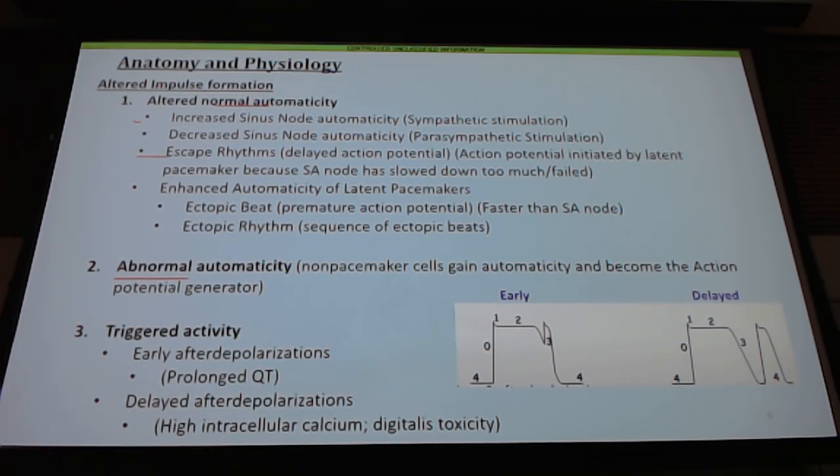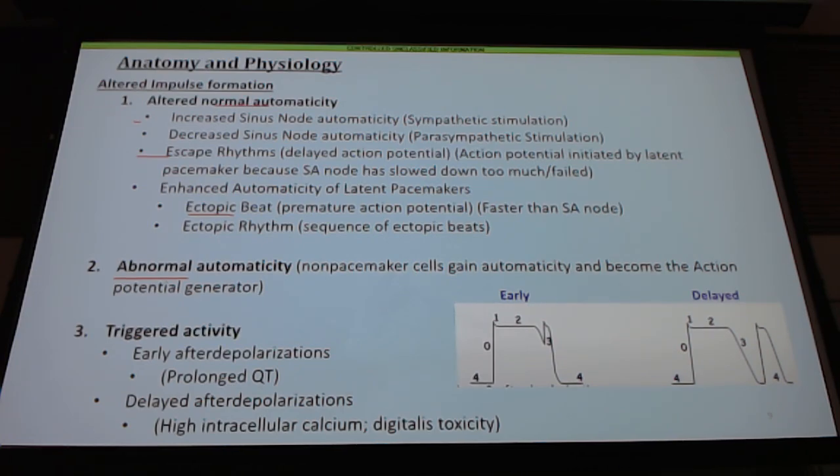Now you can have escape rhythms, which is when the SA node for some reason doesn't generate the action potential when it should, so other pacemaker cells generate that action potential. That's called an escape rhythm. Now, an ectopic beat is when that action potential generation of, say, the AV node speeds up for some reason.